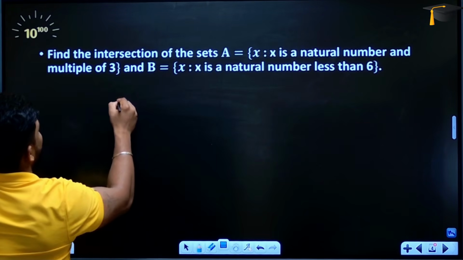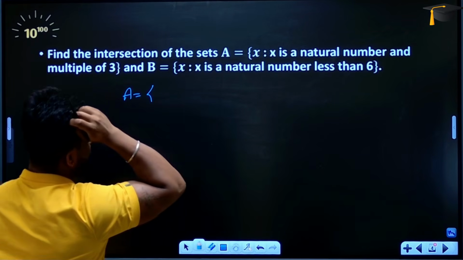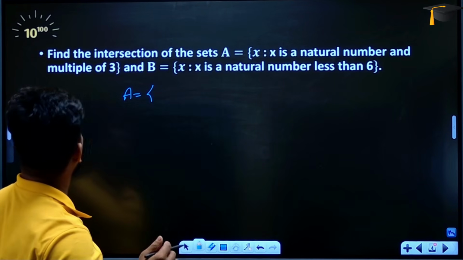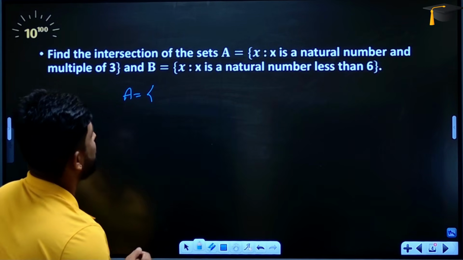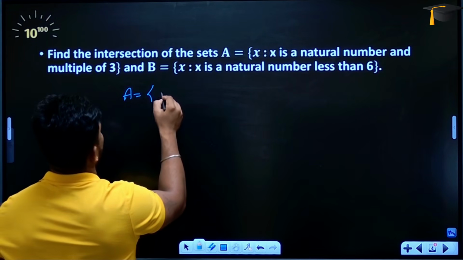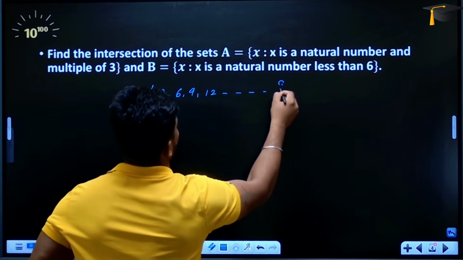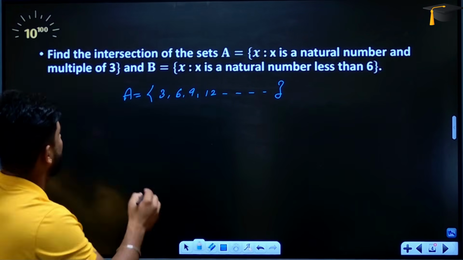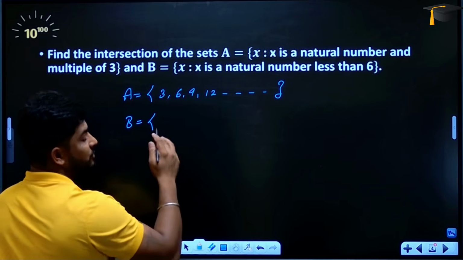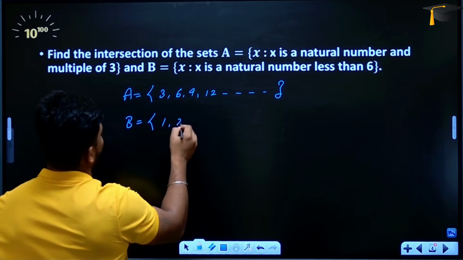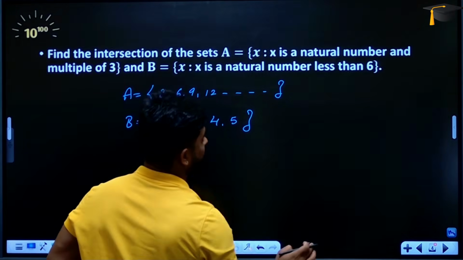So set A, now we have to write set A in roster form. x is a natural number and is a multiple of 3. So multiples of 3 are 3, 6, 9, 12, and so on. It's an infinite set, I'll just write it as it is. Now set B. x is a natural number less than 6. Natural numbers less than 6 means 1, 2, 3, 4, 5. Less than 6, so you write only till 5.